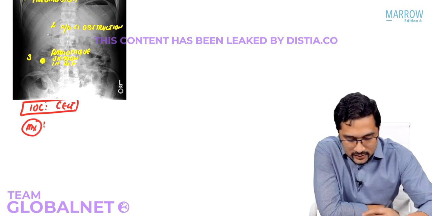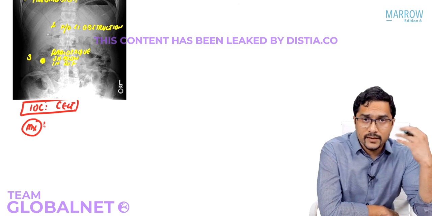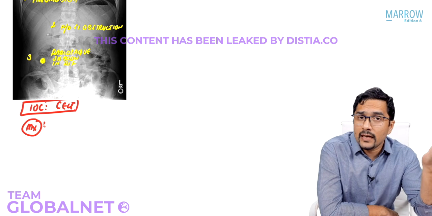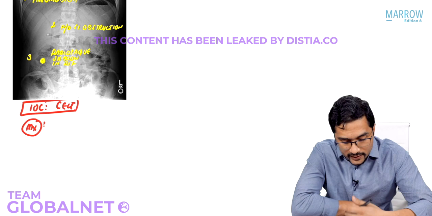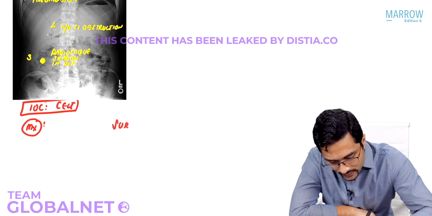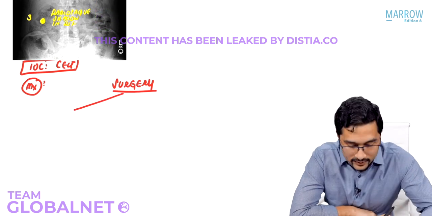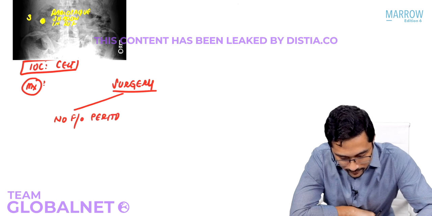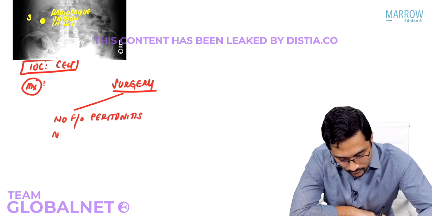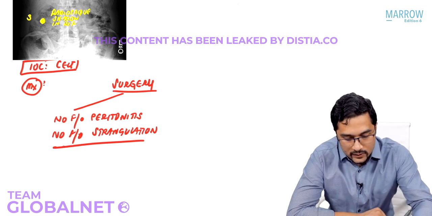And the management of patients with bowel obstruction, make the patient nil per oral, give IV fluids, nasogastric decompression. You need to give antibiotics and then take up the patient for surgery. Now, when we do surgery in these patients, there can be two scenarios. Scenario number one is that there are no features of peritonitis, no features of strangulation.